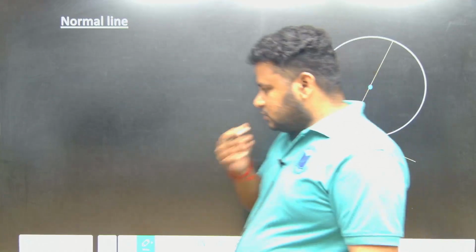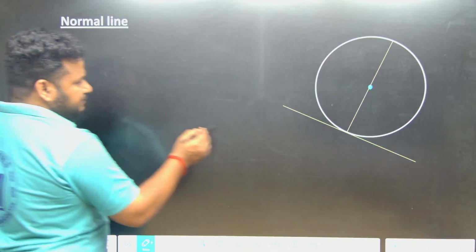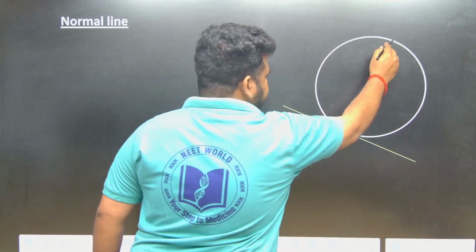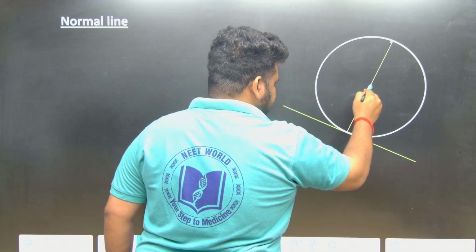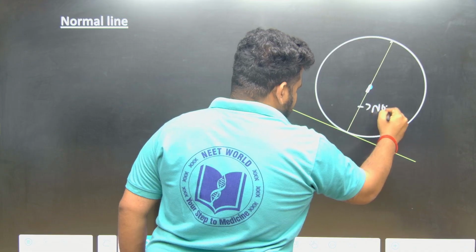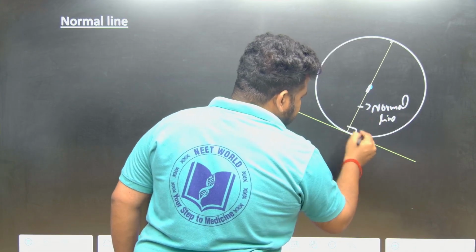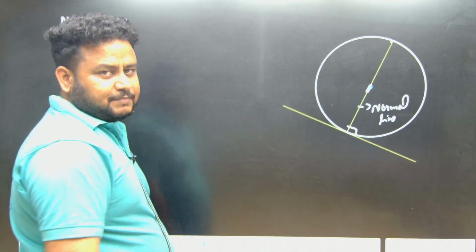Normal line. What is a normal line? Normal line means suppose we are having a tangent here. When we draw a diameter, that is, a line passing through the center, this line itself is called the normal line. So this will definitely be perpendicular to the tangent.